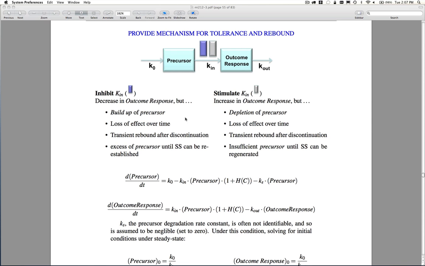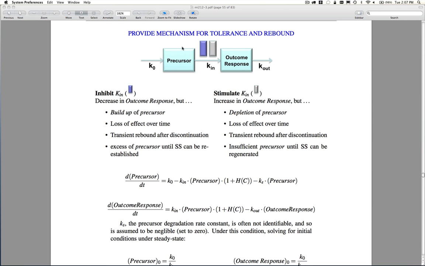And then, so that's what happens at the beginning and during and after the therapy. You can also imagine too that at some point you'll reach a new steady state. And so you will have an initial decrease in your response, there will be a bit of a rebound, and then at some point you'll establish a new steady state. Similar things happen when you stimulate this response.